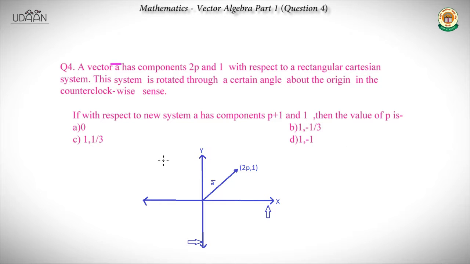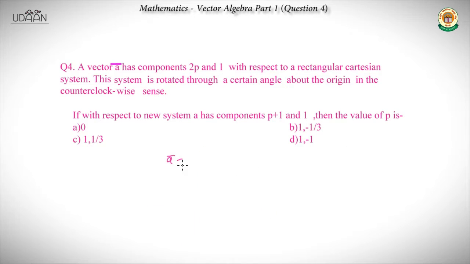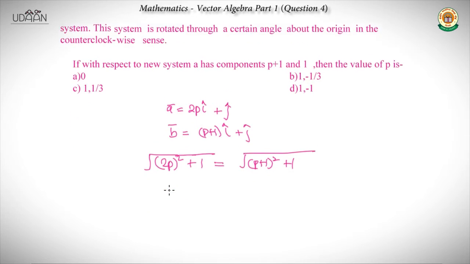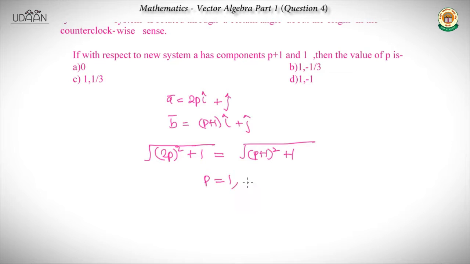So let the initial vector be a bar, which will be equal to 2p i cap plus 1 times j cap, and the final vector be b bar equal to (p plus 1) times i cap plus j cap. As the vector is the same, its magnitude is going to be constant. So the root of ((2p) square plus 1) will be equal to the root of ((p plus 1) whole square plus 1). Solving this equation, squaring and solving, we get p equal to 1 and minus 1 by 3.